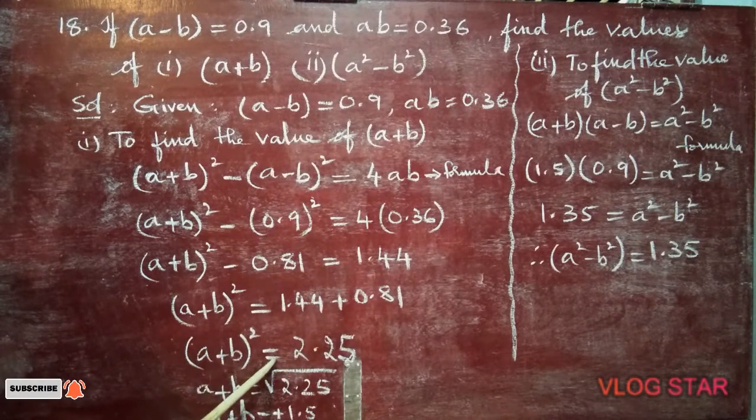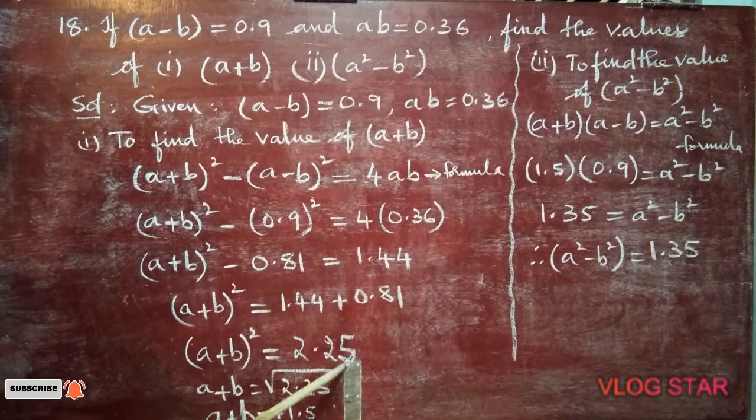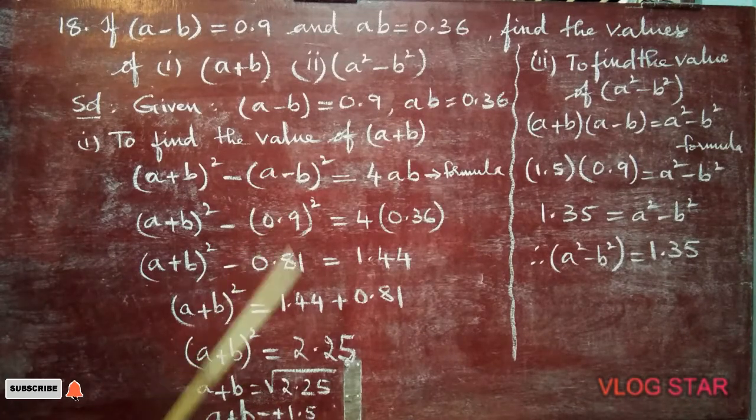Now (a plus b) whole square is equal to, add these two; that also you do here itself. 2.25. Now the square goes to that side as square root. From the left side to the right side, square becomes square root, cube becomes cube root. Likewise, a plus b is equal to square root of 2.25. We know 15 15s are 225. So when it comes from the square root, it is either plus or minus 1.5.